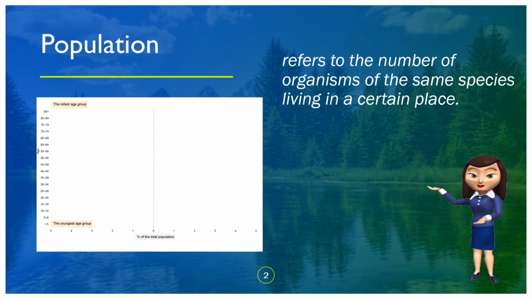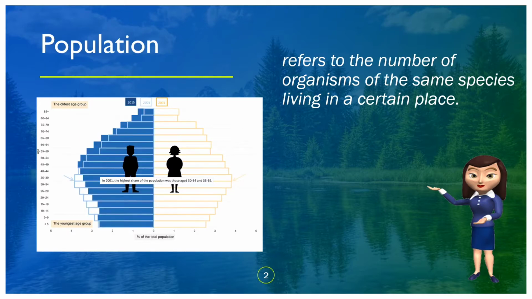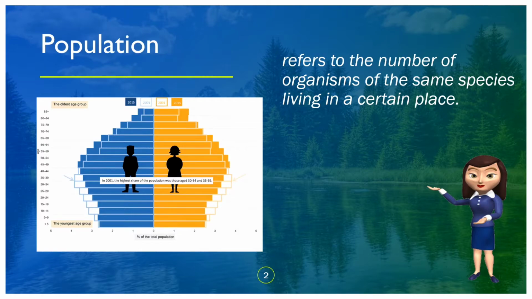To start our lesson, let us first discuss population. Now, what is the meaning of population? Population refers to the number of organisms of the same species living in a certain place. For example, how many males live in the Philippines or how many females live in the Philippines.